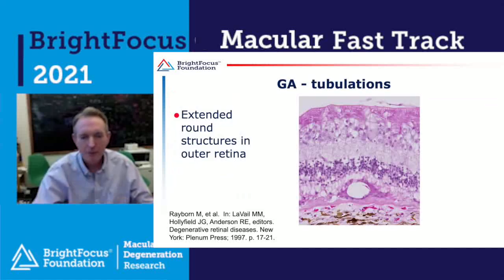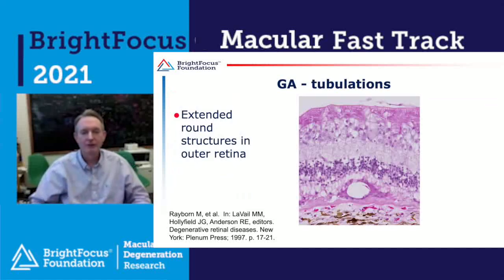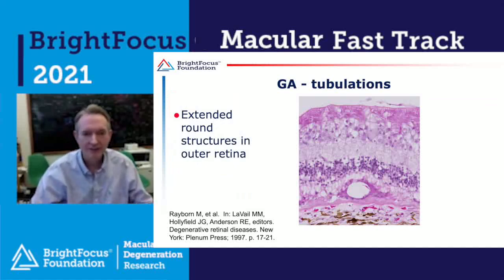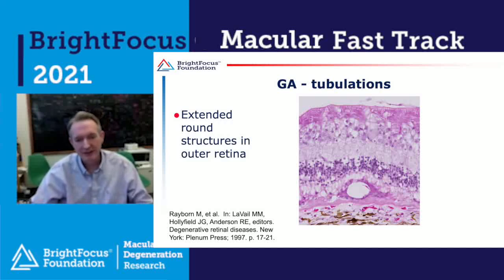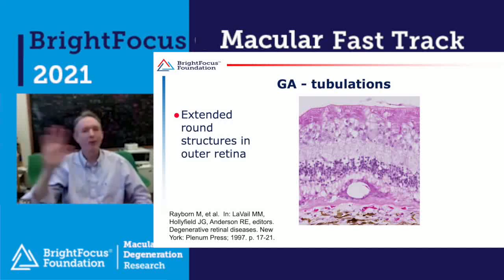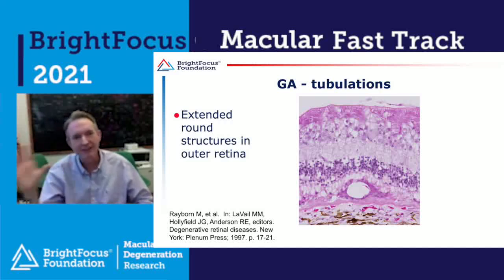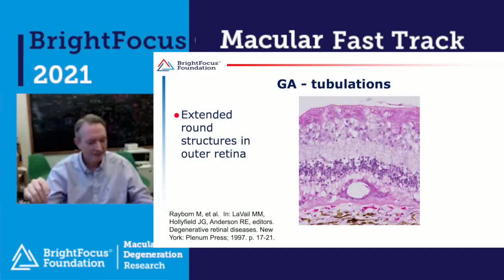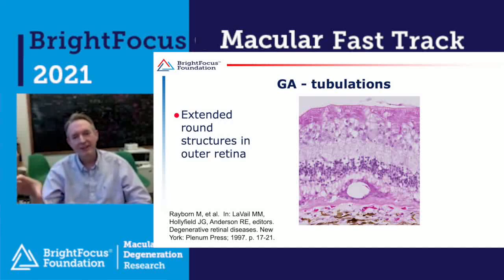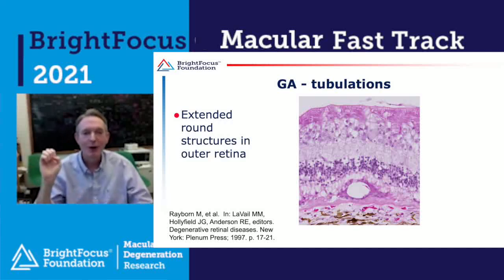So one other histological feature that's observed in geographic atrophy, we also see it in eyes with choroidal neovascularization, is the presence of these structures called tubulations. And so you're looking along in the tissue section, you see these circles. Like, oh, is that a blood vessel? Those look like circles. No, this is material that's sitting in the outer retina at the level of the outer nuclear layer. And these were described in a RD book in 1997.